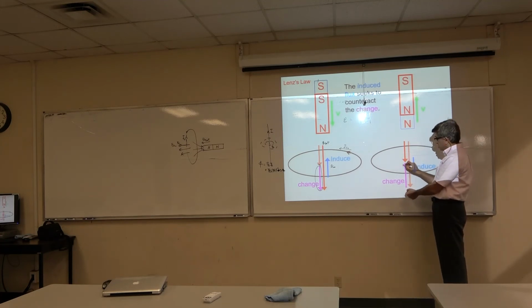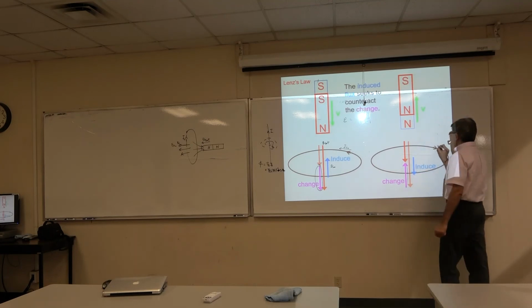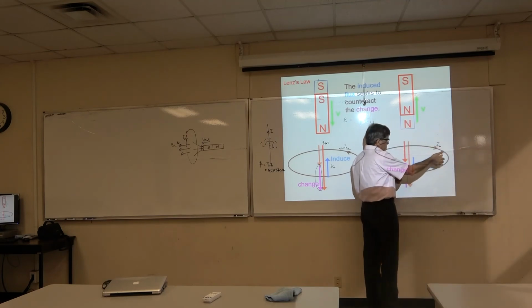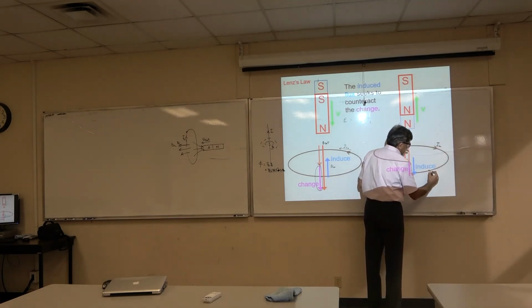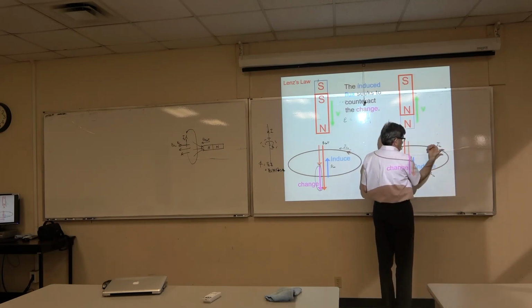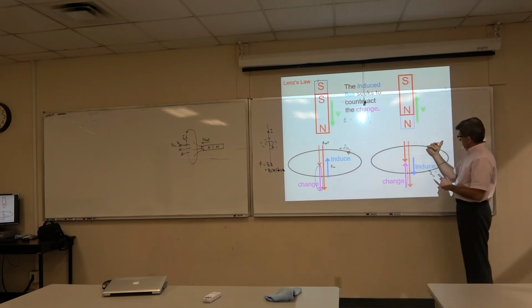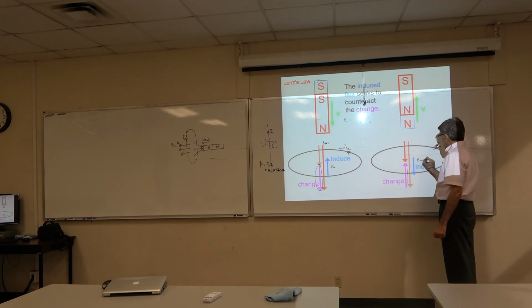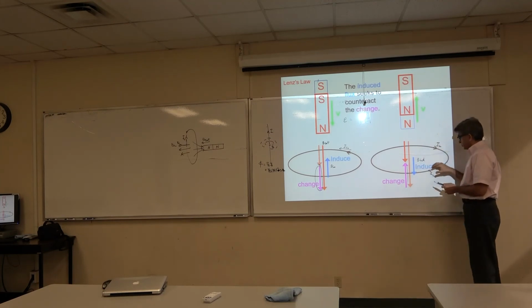Now if this is the change, now the induced current will be in this direction, will be opposite. Now if the induced current will be opposite, so it means the induced current is here. Now I take this induced current, and then the induced magnetic field over here is inside, B induced, and the same way over here. So the induced magnetic field over here is inside, right?